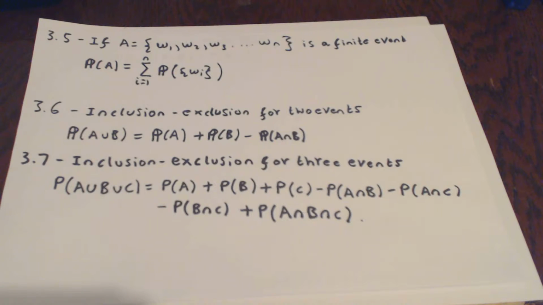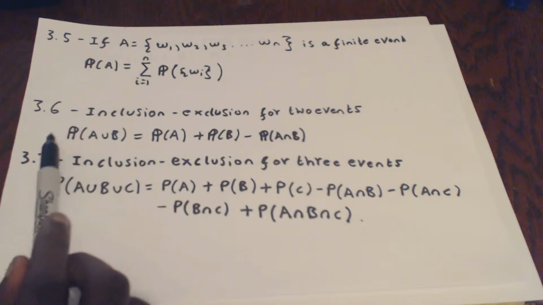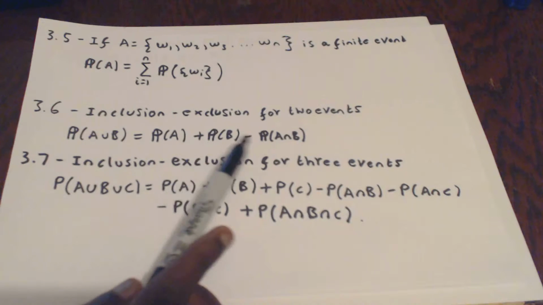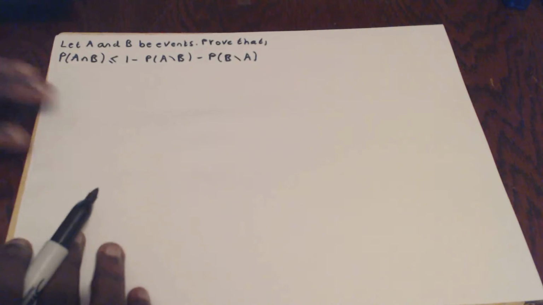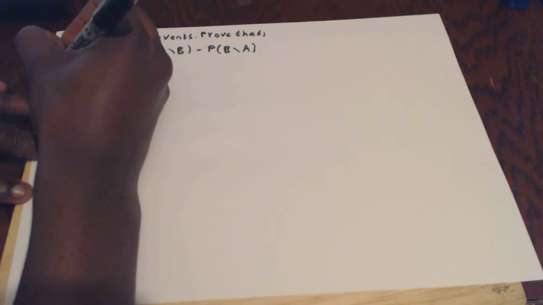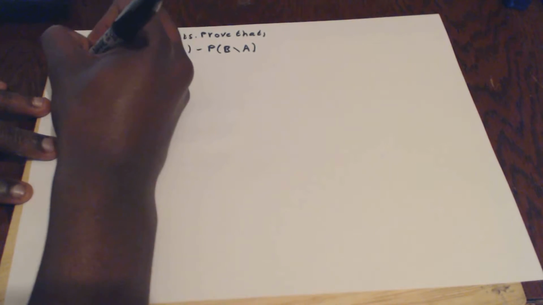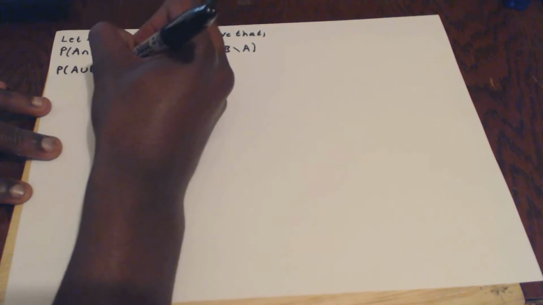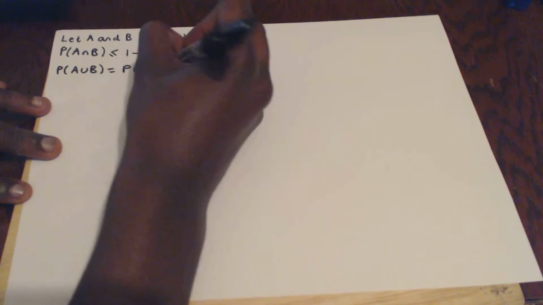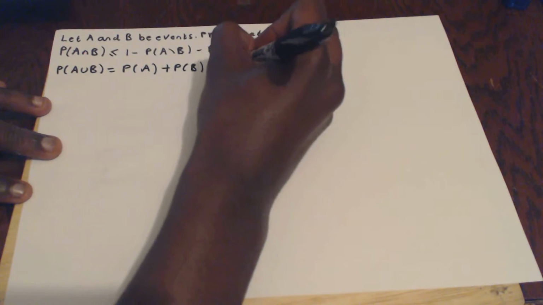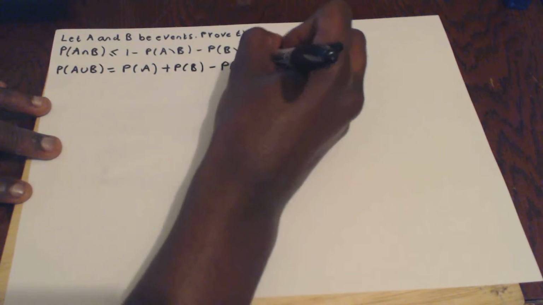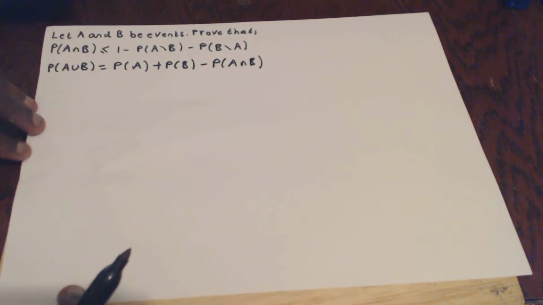Okay, well, immediately it should jump out to you 3.6, which is inclusion exclusion for two events, and that's that the probability of A union B is the probability of A plus the probability of B minus the probability of A intersection B. So I'm just going to write out inclusion exclusion, and we can continue from there.